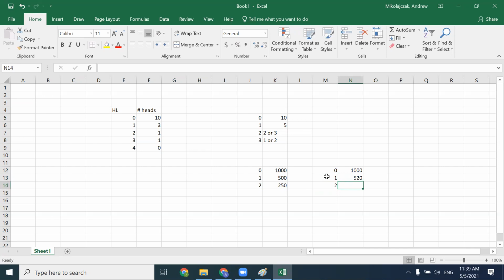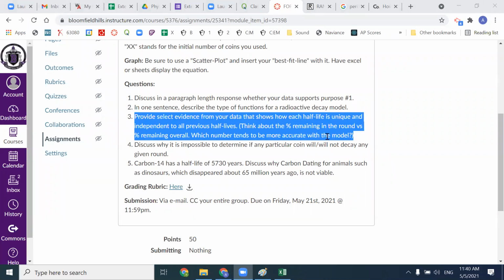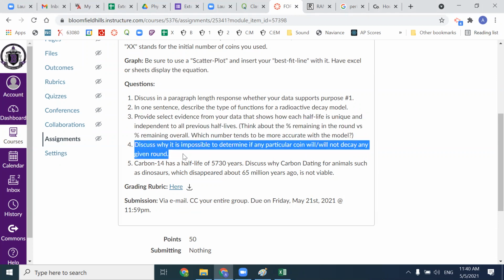If you're a gambling kind of person and you know after 1 half-life there's 520 coins, are you still gonna predict 250 left after 2 half-lives? Or would you like to change your answer? That's what question 3 is hitting on. Knowing what the result is of the first half-life, does that change what you predict after half-life number 2? And does the mathematics support that? That increases the randomness of what's happening, by the way.